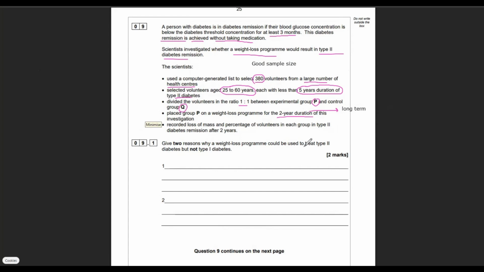It's going to make it reliable. They recorded the loss of mass and percentage of volunteers in each group in type 2 diabetes remission after 2 years. Now, the first part of the question, 9.1, give 2 reasons why a weight loss program could be used to treat diabetes type 2, but not diabetes type 1.